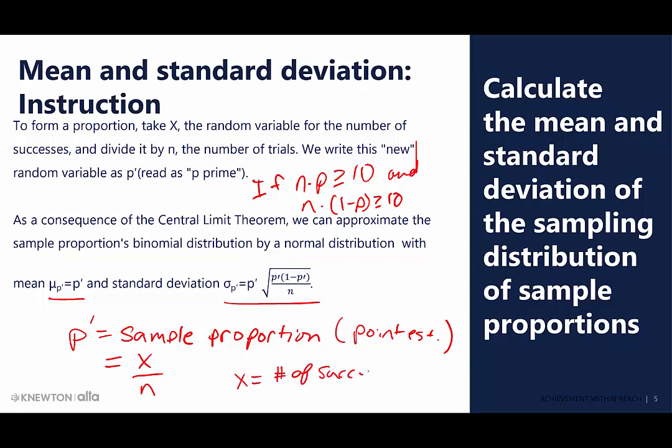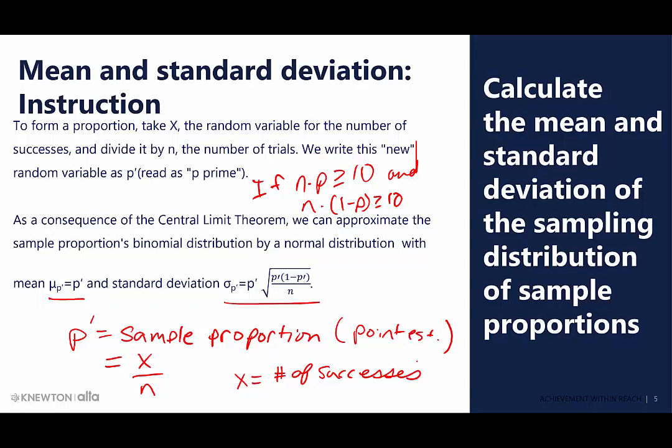If you're familiar with the binomial probability, it's very similar to that. X is the number of successes, n is your sample size. So think of it in terms of voting, right? P prime is the percentage of people that voted for a particular candidate, within a certain sample. So p prime gives you a success rate. On the other hand, 1 minus p gives you a failure rate.